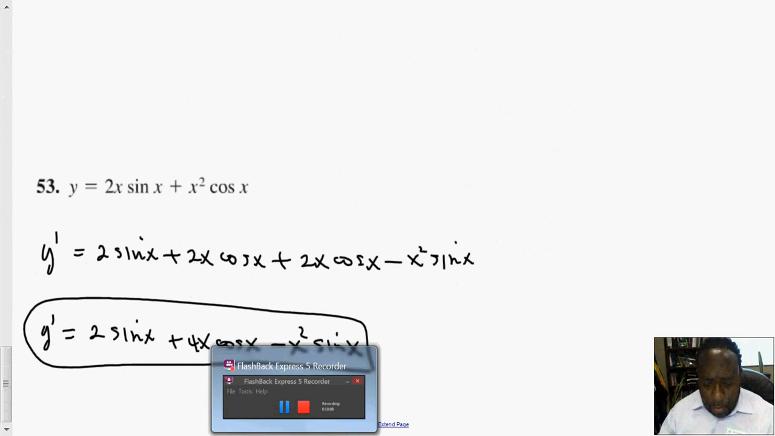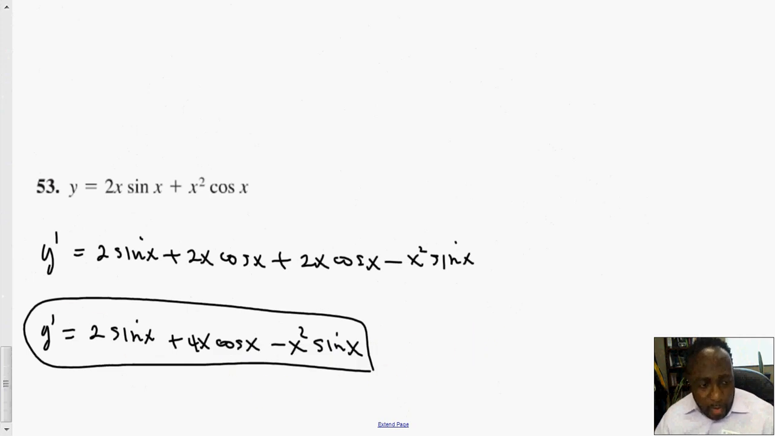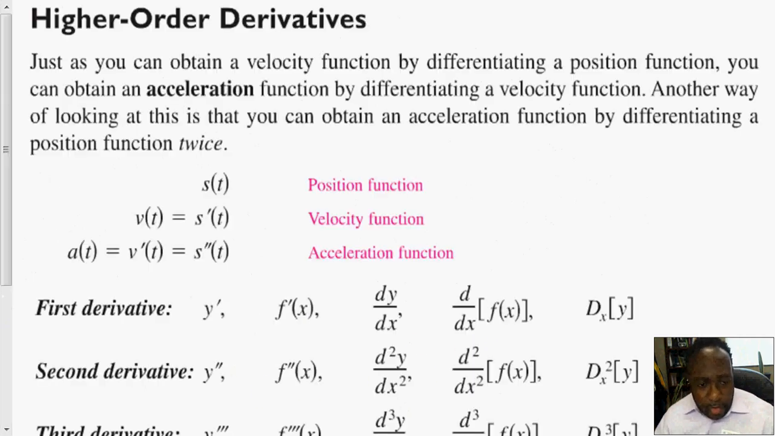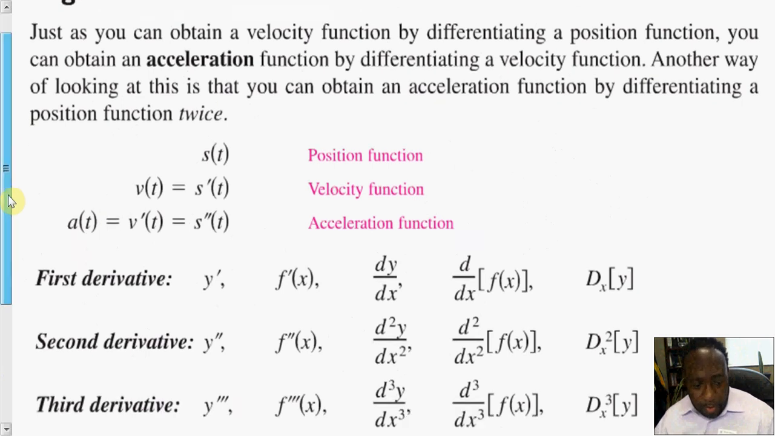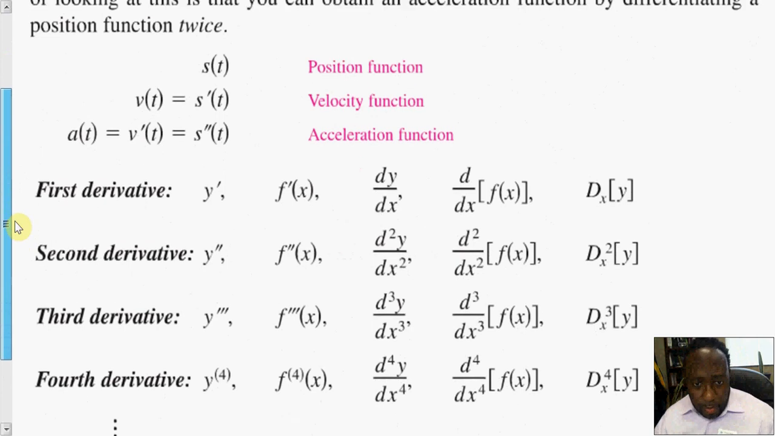The quotient rule. Oh, no, not the quotient rule. Trigonometric functions. Oh, let me make mention of the higher order derivatives. For the higher order derivatives, you can find not just y prime, the first derivative, but you can find the second, third derivative, and you can keep on, fourth derivative and so on.